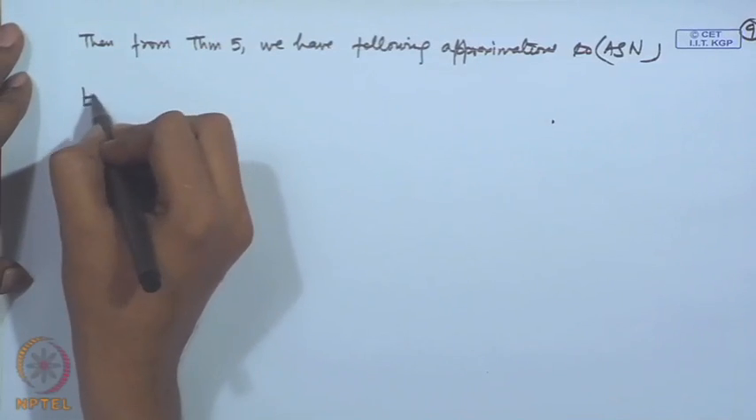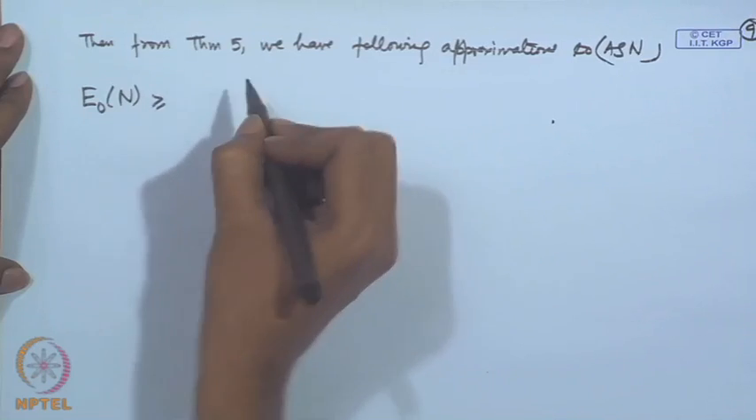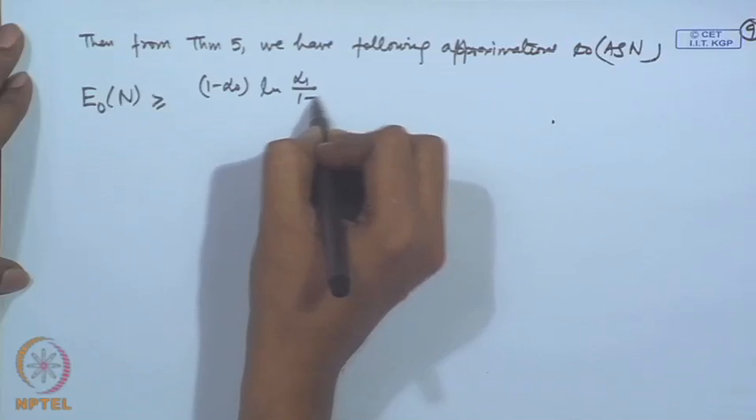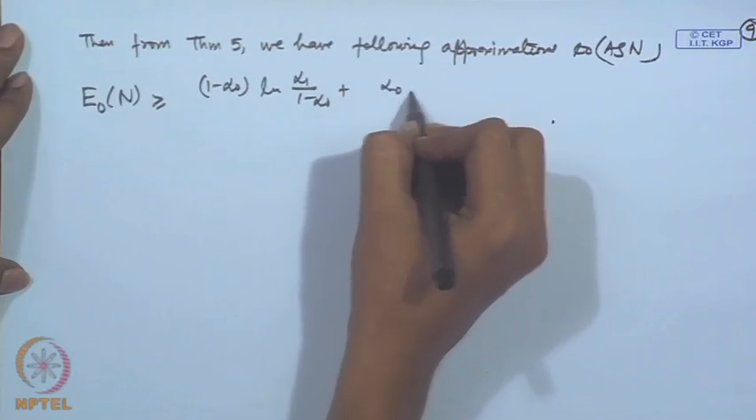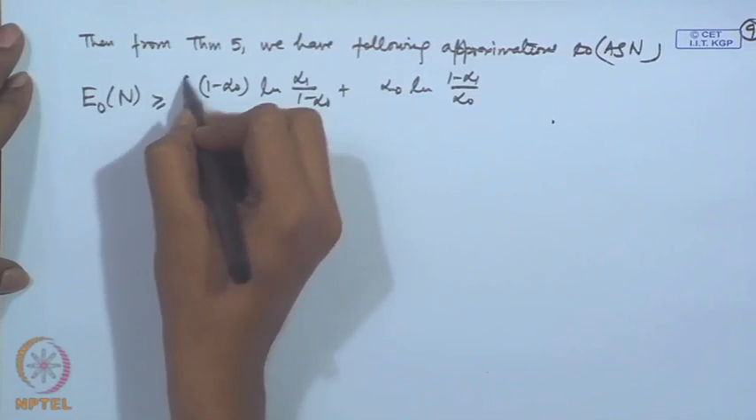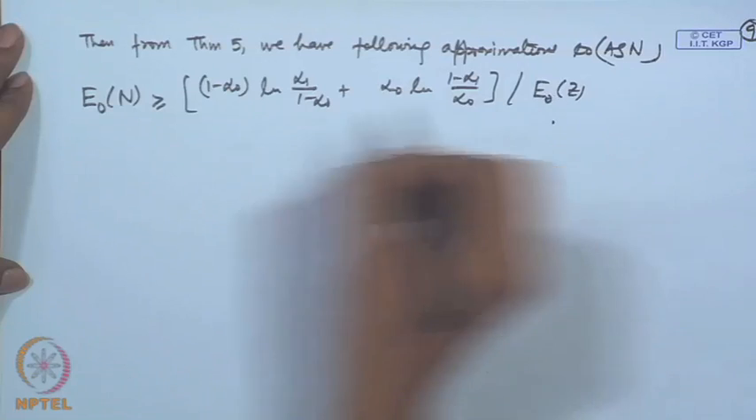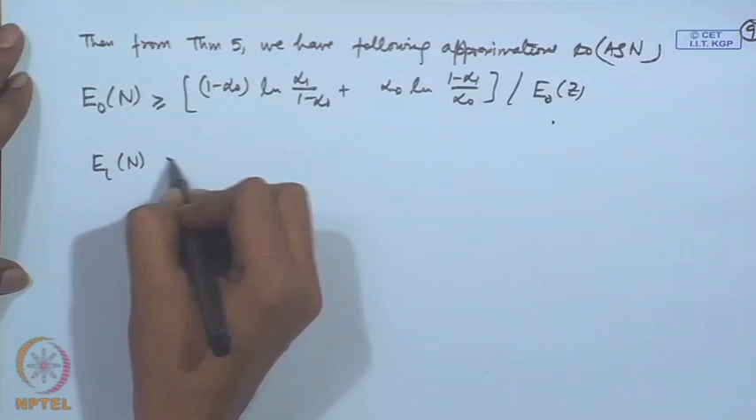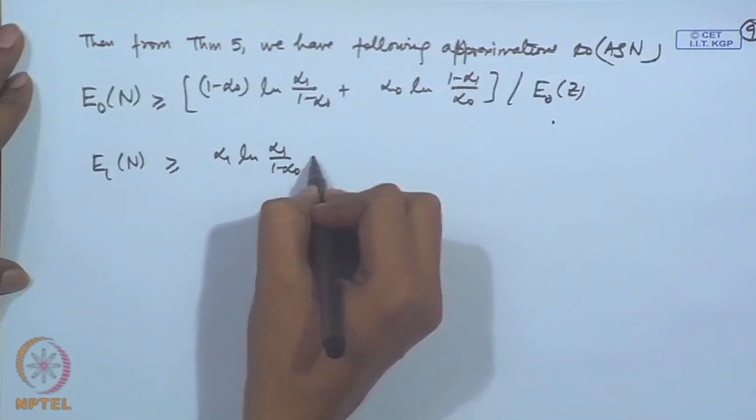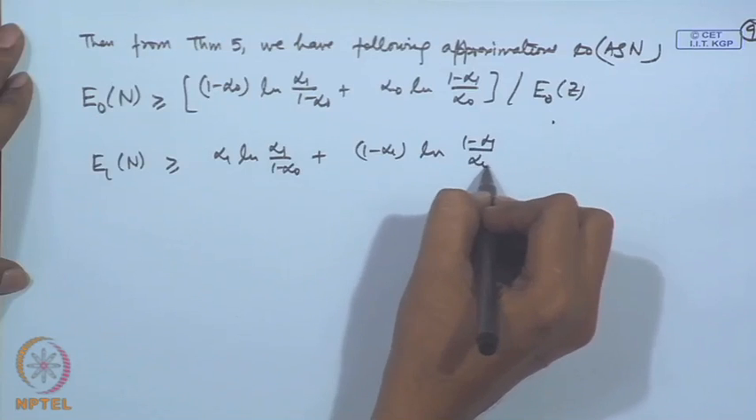That is, expectation of n, we are writing here greater than or equal to, actually we can use equal, 1 minus alpha naught ln alpha 1 by 1 minus alpha naught plus alpha naught ln 1 minus alpha 1 by alpha naught, and divided by expectation of Z under H naught. And E 1 of n is greater than or equal to alpha 1 ln alpha 1 by 1 minus alpha naught plus 1 minus alpha 1 ln 1 minus alpha 1 by alpha naught, divided by E 1 of Z.